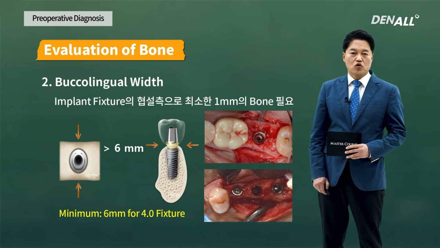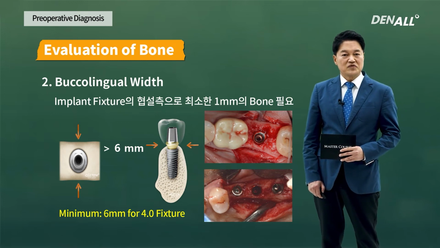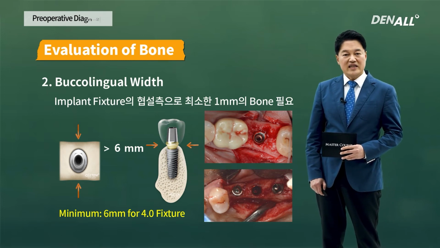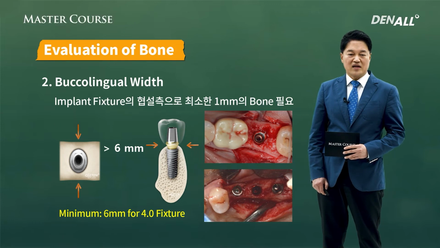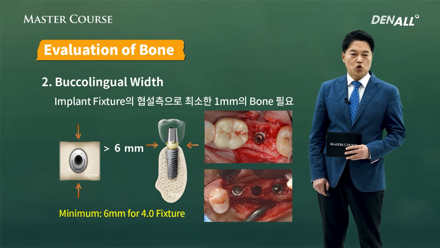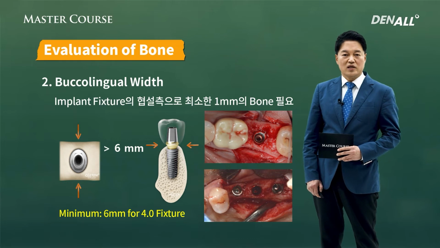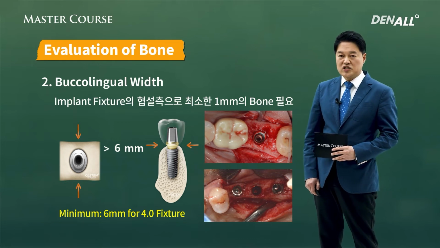Second is buccal lingual width. There needs to be at least 1 millimeter of bone buccal lingually to the implant fixture. If you use a regular 4 millimeter diameter fixture, you need 1 millimeter on both sides, so a total of 6 millimeter of buccal lingual width is necessary.